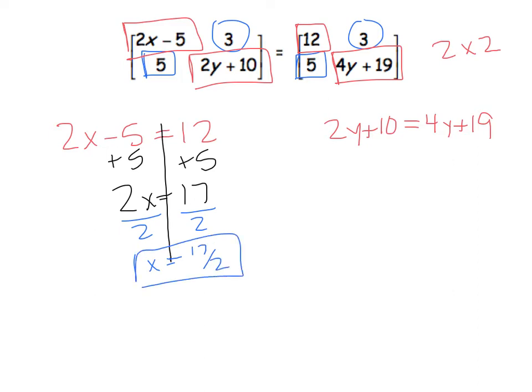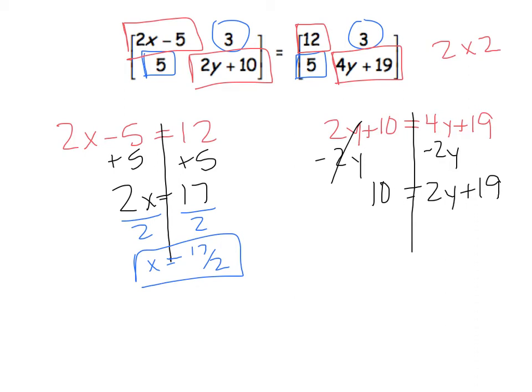Then, if we looked at our y component, well, we need to gather everything, y's on one side, numbers on the other, because I want to keep things positive. I'm going to move these two y's. That way I get 10 equals 2y plus 19. Now, since I decided I was going to put my y's on the right, I got to move my numbers to the left. So I'm going to subtract 19 from both sides. Get negative 9 equals 2y. Divide both sides by 2. And y equals negative 9 halves.